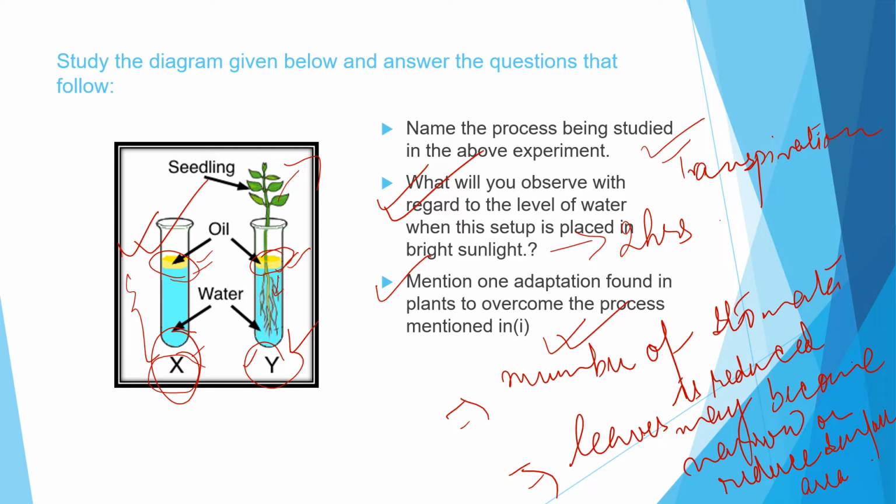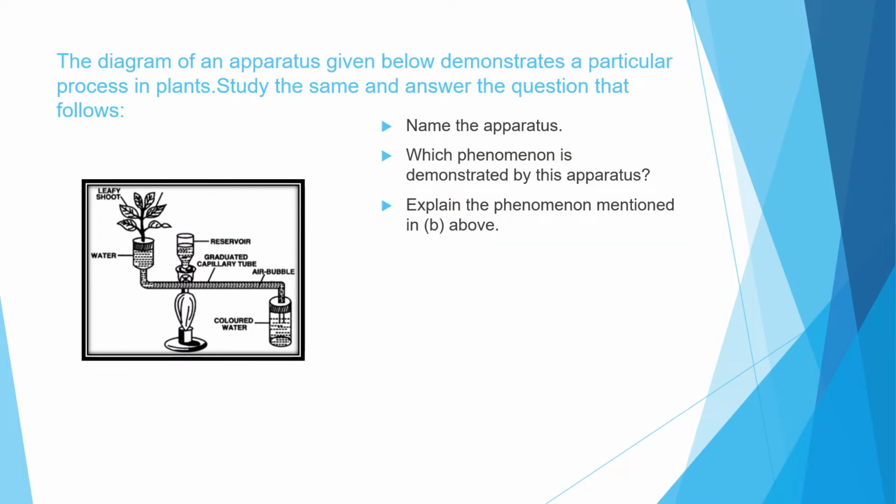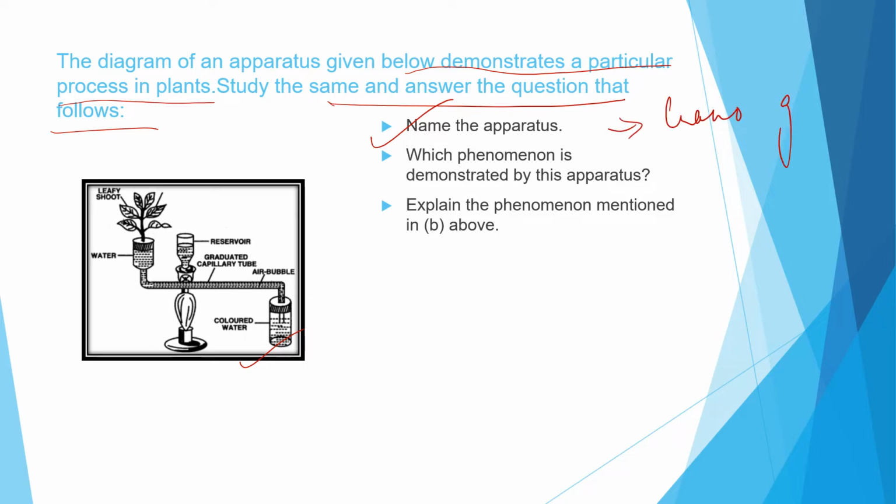So let us move on to the next question, where again we have a diagram and need to answer the questions. Now see this question. The diagram of an apparatus given below demonstrates a particular process in plants. Study the same and answer the questions. Name the apparatus. We all have gone through this before. This is Ganong's potometer. You all know this.